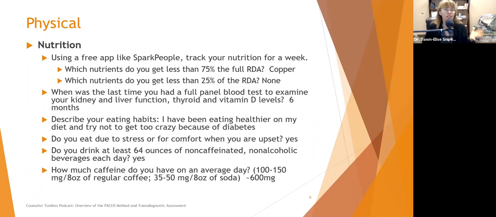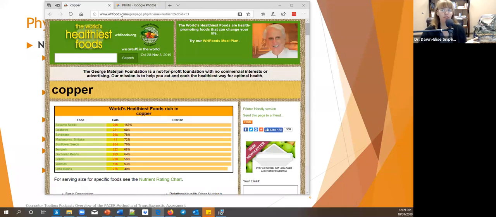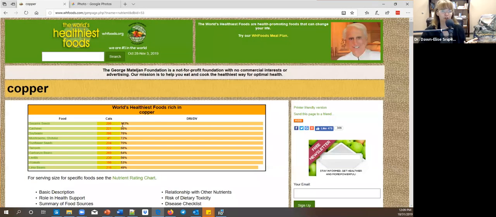Anyhow, Tom eats pretty healthy. The only thing that he's not getting enough of right now is copper. And copper is really hard to actually get in our diet. And I will digress here for a minute, as usual. World's Healthiest Foods, whfoods.com, is a really good place to go to get a quick and dirty reference for foods that are high in particular nutrients like copper. Copper is one of the most elusive minerals for us to get in our diet, because it's not in foods that we eat a lot.